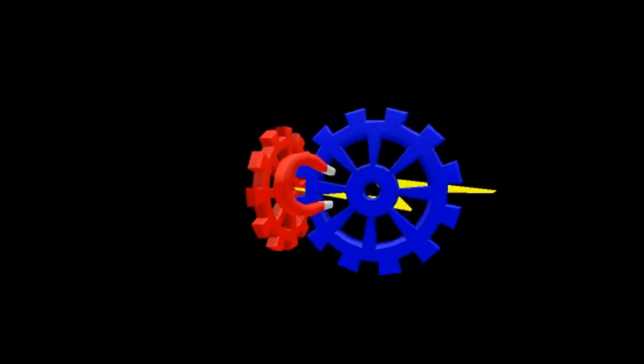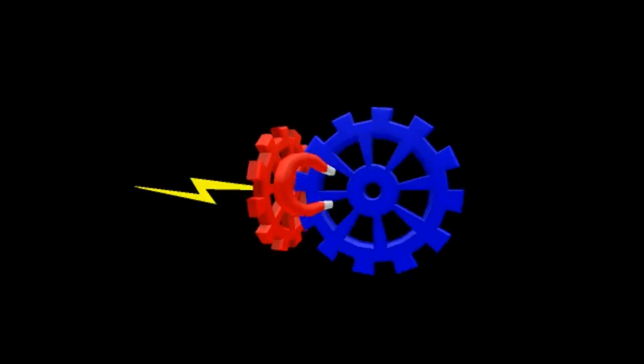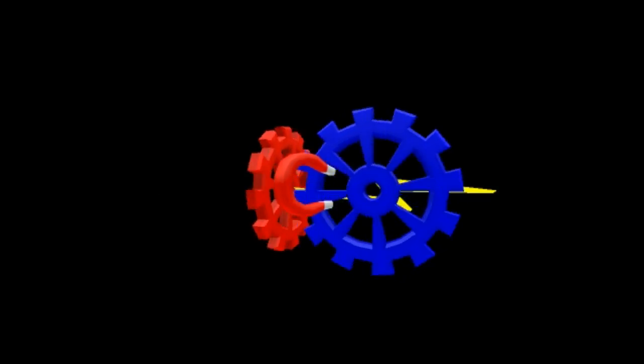So the red gear, the rotation of the magnetic field on the AC is changing directions, and the magnet's staying the same. That's why it attracts, repels, attracts, repels.